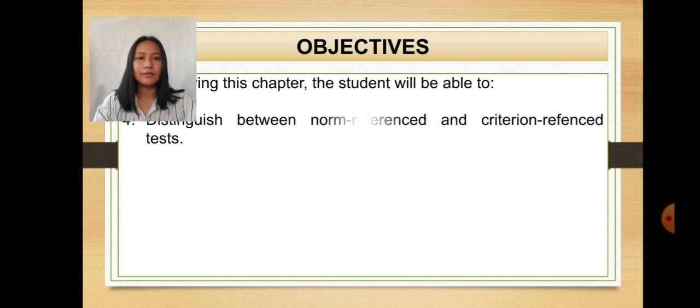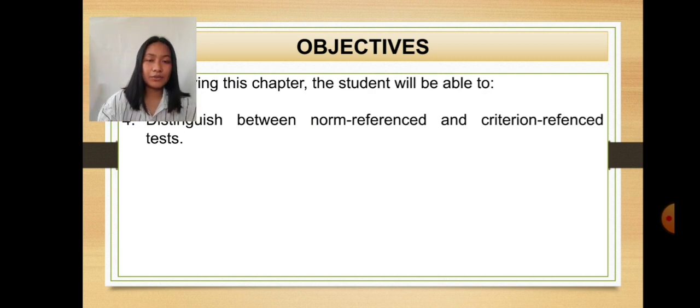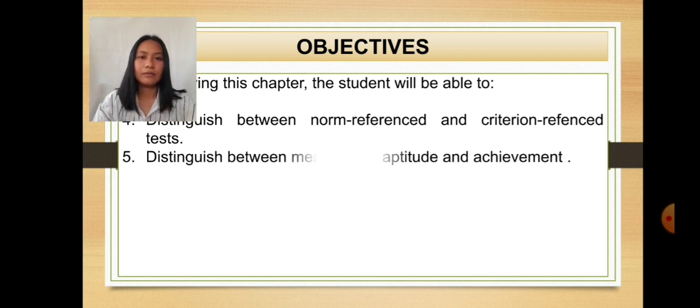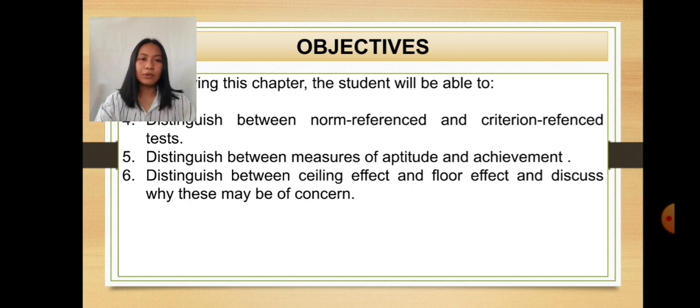Next, distinguish between norm-referenced and criterion-referenced tests. I know na familiar naman tayong lahat dito, di ba? Since napag-aralan naman na natin to sa assessment subject natin, but we are going to tackle it later on. Distinguish between measures of aptitude and achievement tests. Distinguish between ceiling effect and floor effect and discuss why this may be a concern.